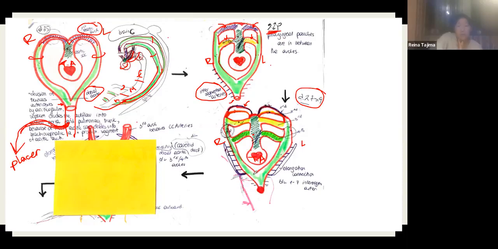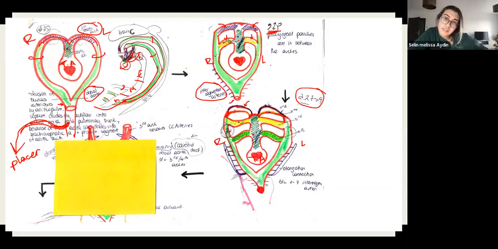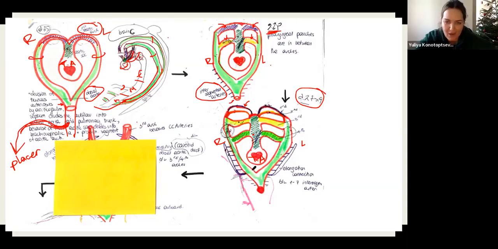Placenta. Where do they fuse into one? Where does right and left fuse into one? Caudal end. Tail region. So in the caudal most end of the embryo, this is when the two dorsal aortas fuse into one single dorsal aorta. And what are the branches of the single dorsal aorta?